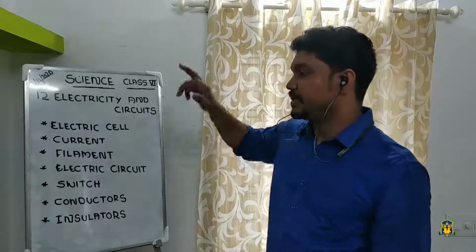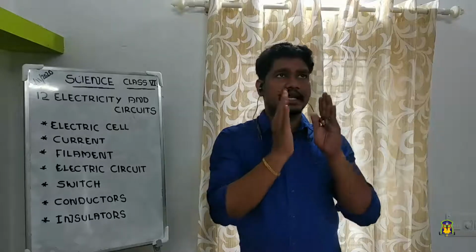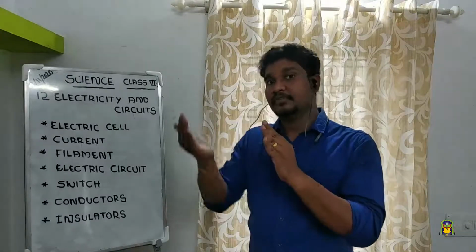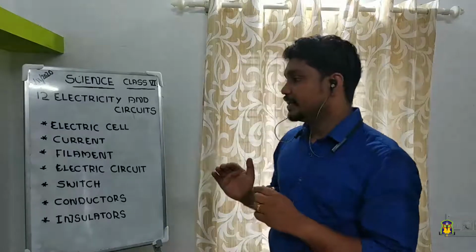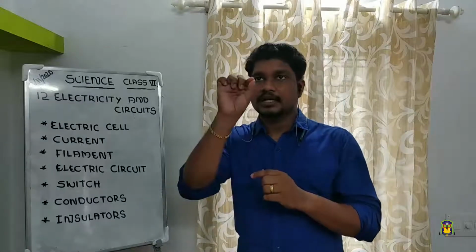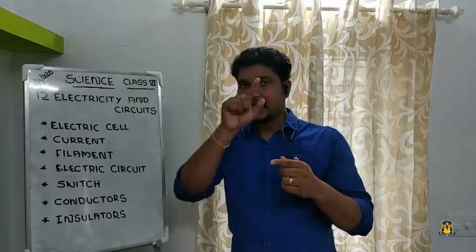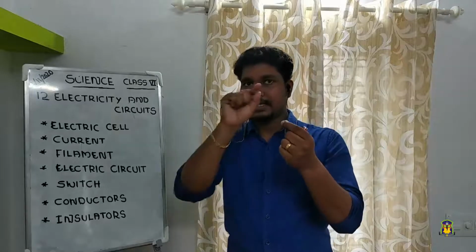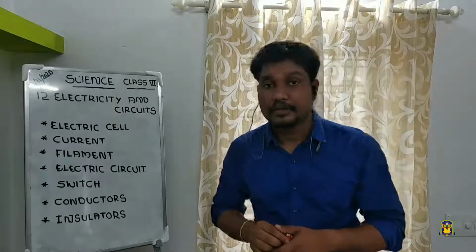And the next one is filament. What is meant by filament? Nowadays we are using LED and CFL lamps, but before that we used the incandescent bulb. In that incandescent bulb there is a metal part, with two insulators and two stand-like structures. In that there is a metal. That metal is called the filament of the bulb.